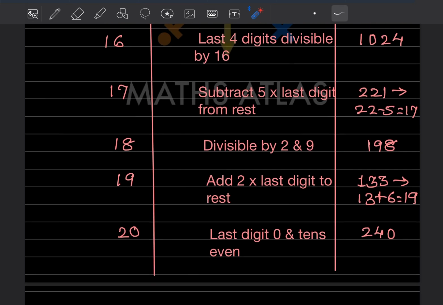Last 2 multiplied by last digit, add 2 multiplied by last digit to rest. This is the number. So this is the last digit. When you multiply by 2, that is going to be 6. 13 plus 6, so these two digits, 13 plus 6, which is going to be 19. Last digit should be 0 and tens 11. So this is the last digit, and which is the tens place, ones, tens, and hundreds. So this should be even number. So 4 is even. So that should be divisible by 20.